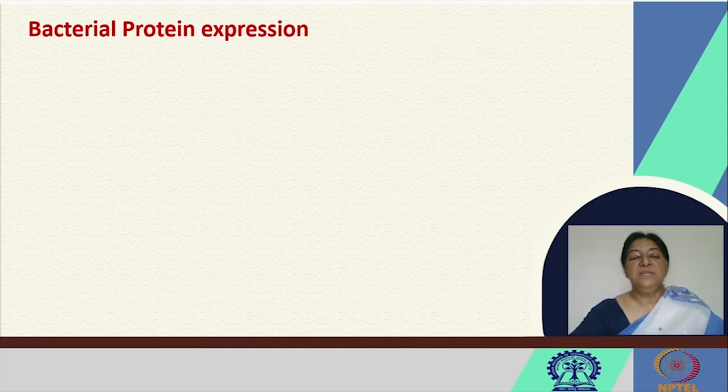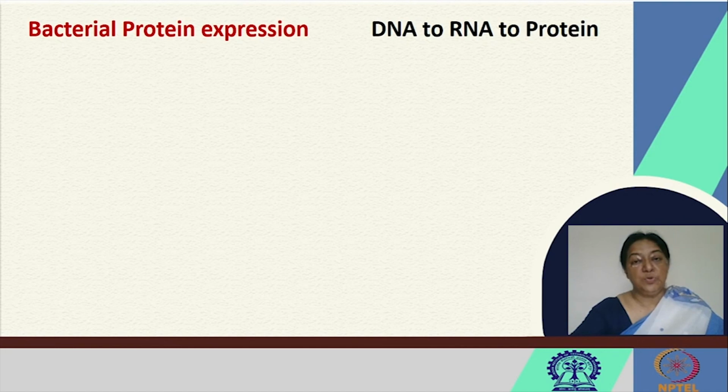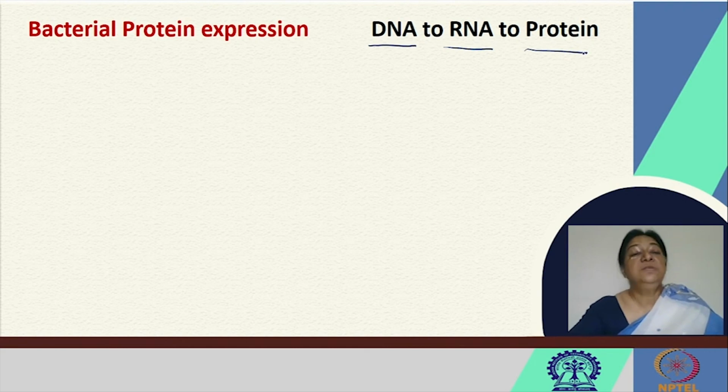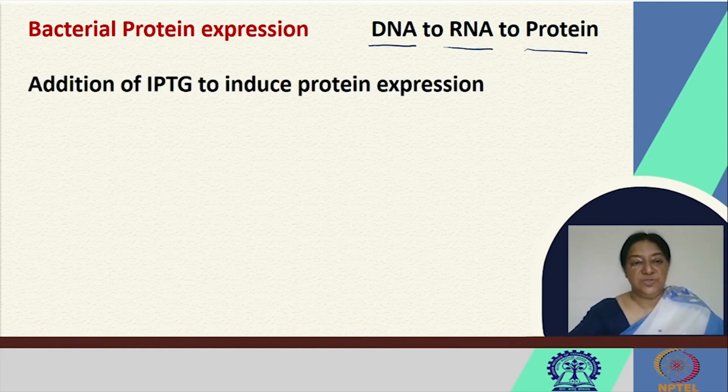Now, looking at bacterial protein expression, we have put a recombinant DNA into an expression vector using DNA ligase. When we look at our specific protein, we know that we can go from DNA to RNA to protein, from the central dogma of biology. Given the specific DNA that we want for our protein of interest, we now have to add IPTG to induce protein expression.